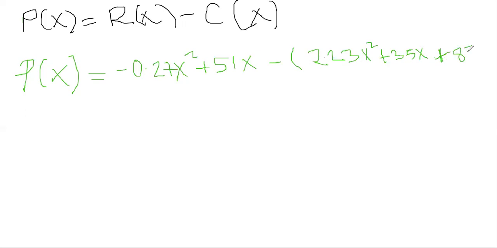We have this. So at the end of the day, all we need to do is to arrange the like terms. So we know that, okay, this one and this one.